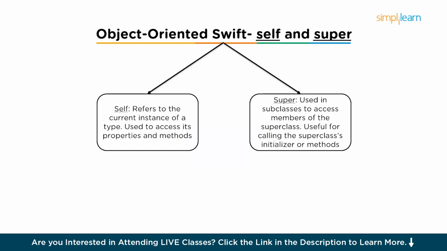The keyword self refers to the current instance of a type. You use self to access the properties and methods of the specific instance. For example, if you have a class Person with the property name, inside the Person class you would use self.name to refer to the name of a particular person object you're working with. Whereas the keyword super is used in a subclass to access members, which are properties and methods, of the superclass. This is particularly useful when you're overriding a method in a subclass but still want to call the superclass implementation of that method.